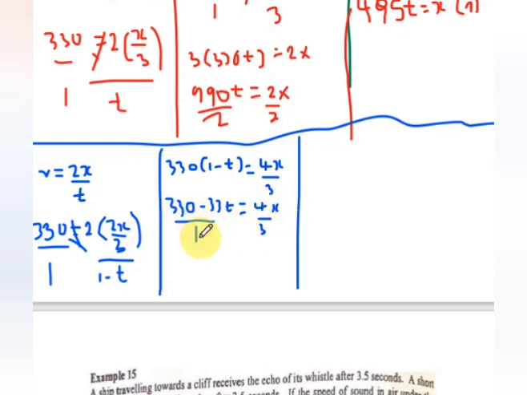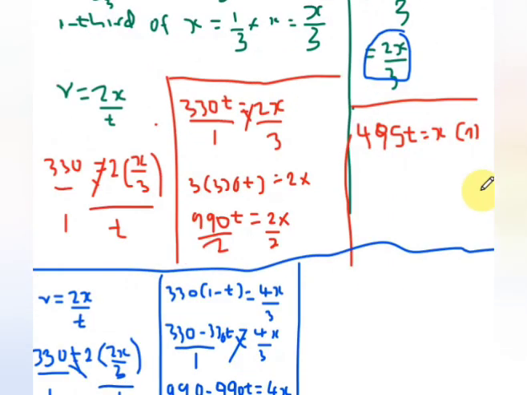Again, make this over 1, then cross multiply. When you cross multiply, you're going to have 3 times 330, that's 990, minus 3 times 330t. So that gives us 990 minus 990t is equal to 4x. Now, that's our equation 2. Now, this is our equation.